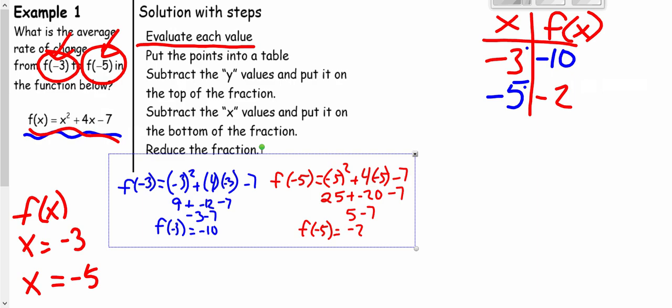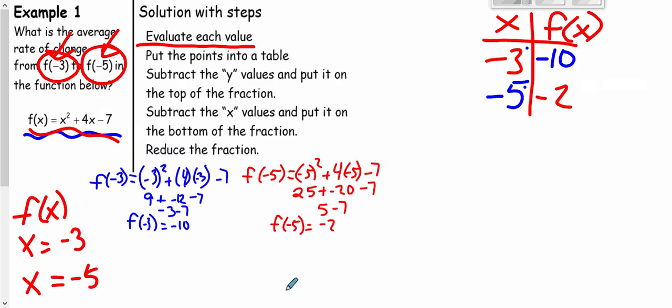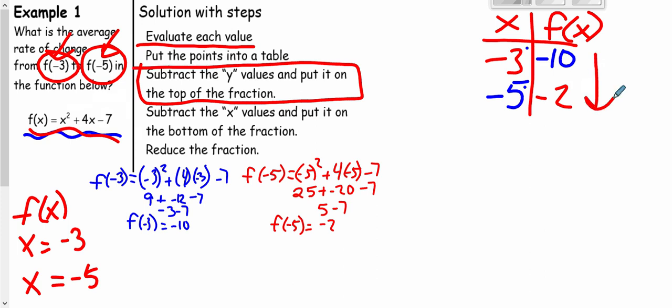So I'm going to put all of that over there. That's how I evaluated and got the points in my table. So now we are going to subtract the y values and put it in top of a fraction. So I'm going to say, going down this way, remember f of x is the same as y. So I'm going to say negative 10 minus, we're subtracting, my value is a negative 2, over.